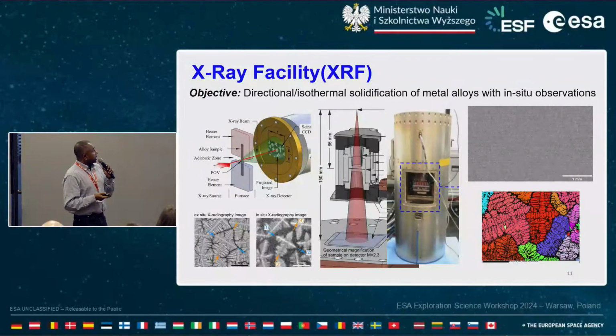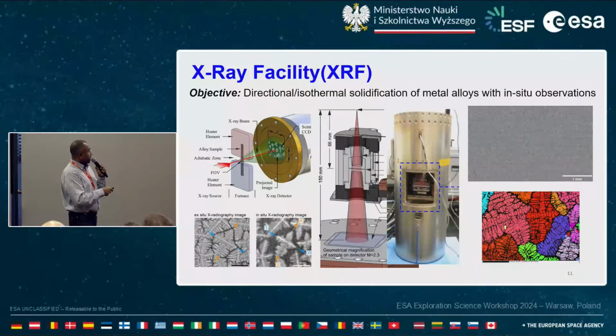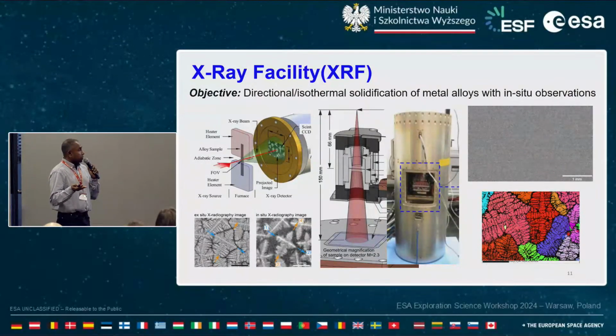Then I can come to the XRF facility, the X-ray facility. Again, the complete details were given in this morning's presentation. Basically, we have an X-ray source, an X-ray detector and camera, and again a furnace. It could be a directional or isothermal furnace, and we have a thin metallic sample which solidifies here, and with X-rays we can get in situ X-ray imaging. These setups were tested in parabolic flights and sounding rockets, and it is supposed to fly on the ISS in three years' time, 2027.